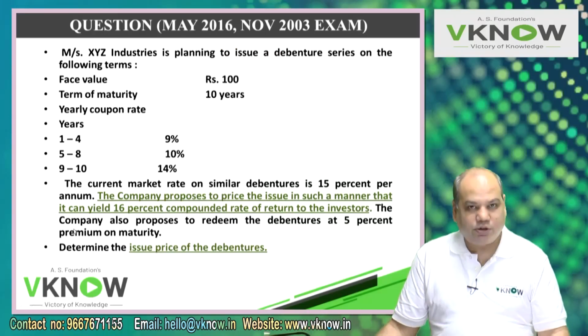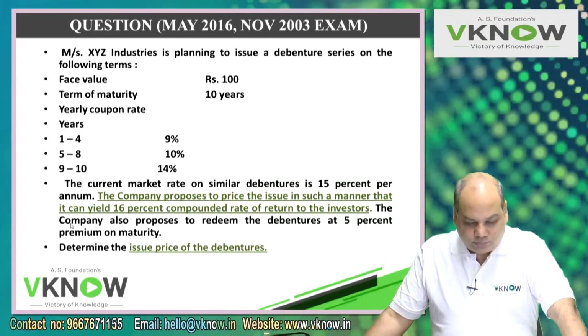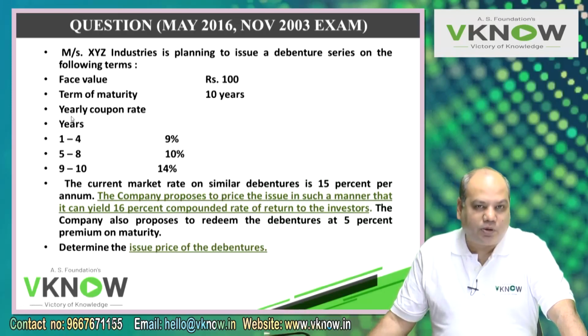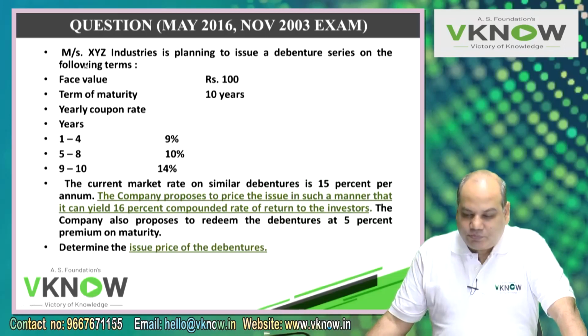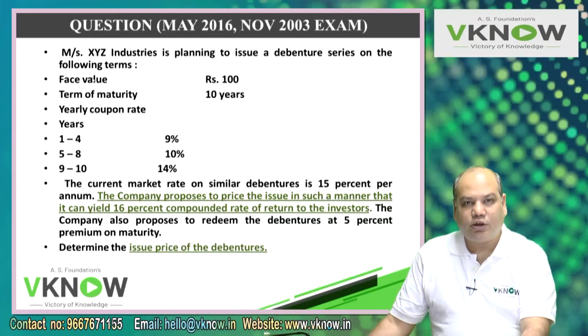Now we'll take an important question, that is the May 2016 exam question, also asked in November 2003 for 8 marks. So first you write here, very important. This question is a little different from the previous 3 problems. Question number 4: Messrs. XYZ Industry is planning to issue a debenture series on the following terms. Face value rupees 100, term of maturity 10 years, yearly coupon rate.